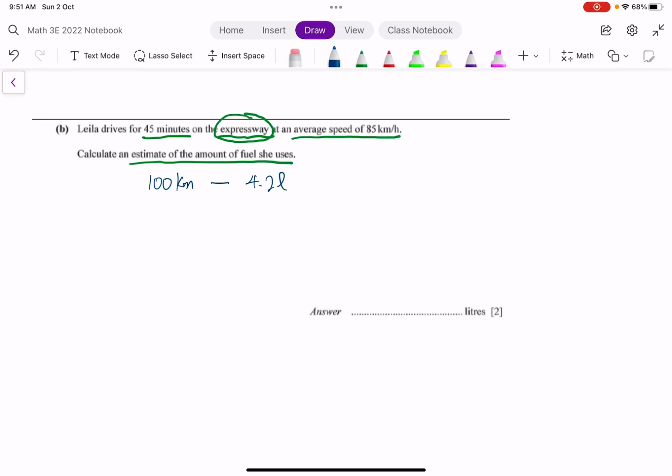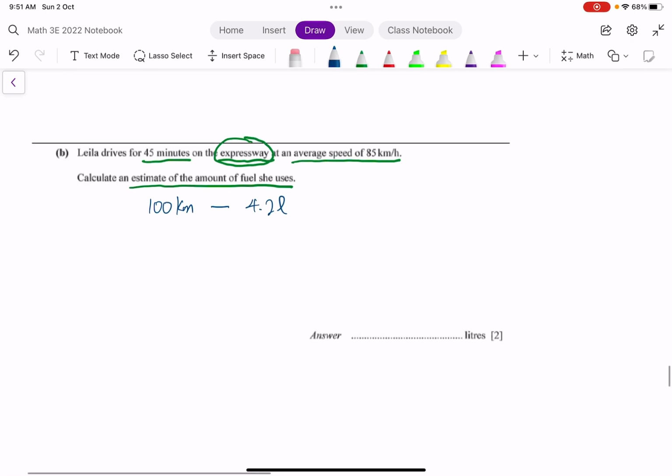Now the problem is this. Do we have the distance that she traveled? Do we have the distance? We do not have the distance that she traveled. But what we know is that she traveled for 45 minutes at this average speed of 85 kilometers per hour.